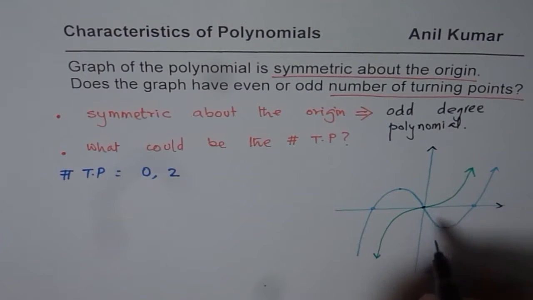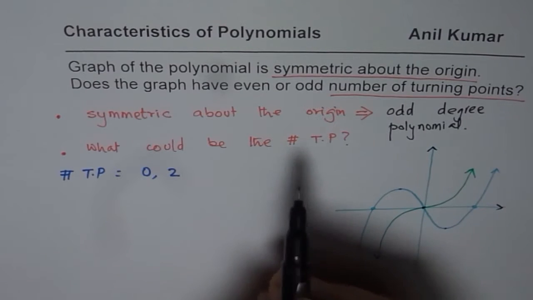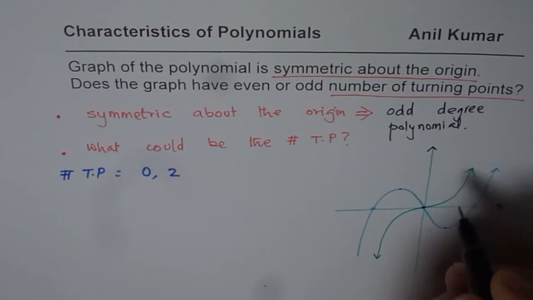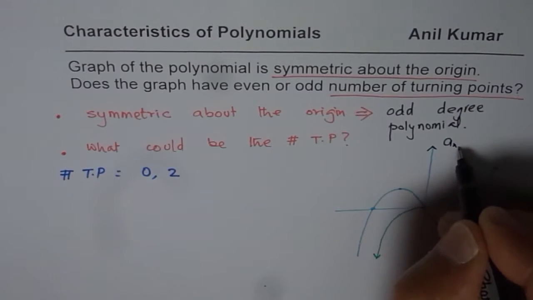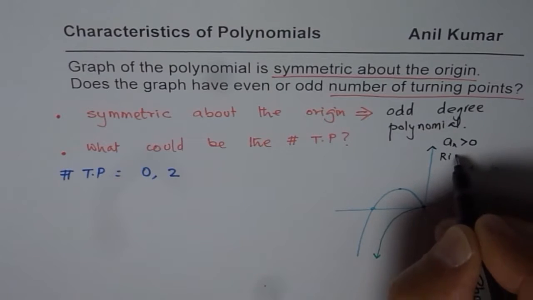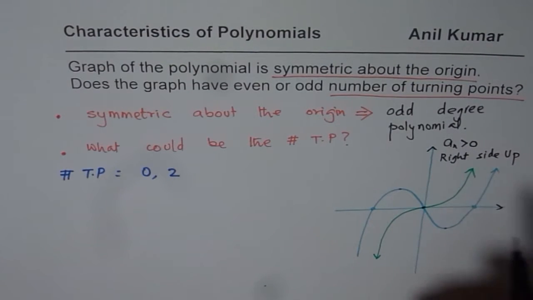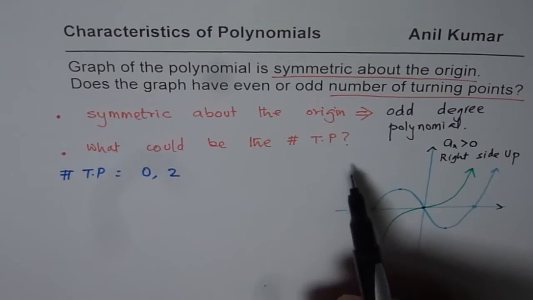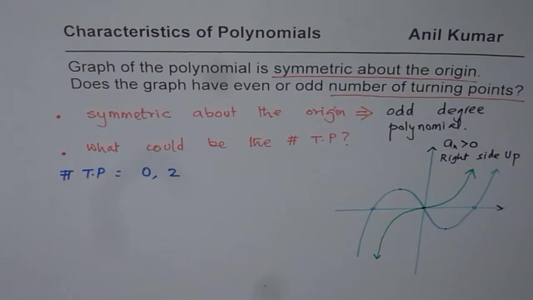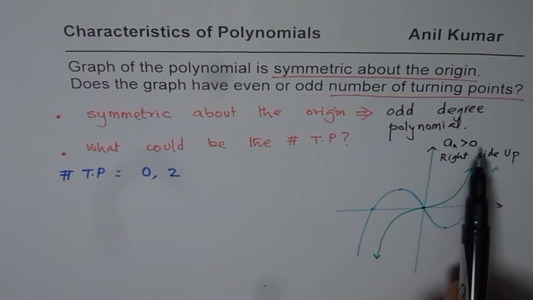Now the question is, can you have one turning point? It is interesting. Now since the degree is odd, we are assuming for our sketches that the leading coefficient a_n is greater than 0, right? So right side up. This is what we are assuming for the time being. It could be less than, but the results are not going to change. But we'll concentrate more with right side up, a_n positive.